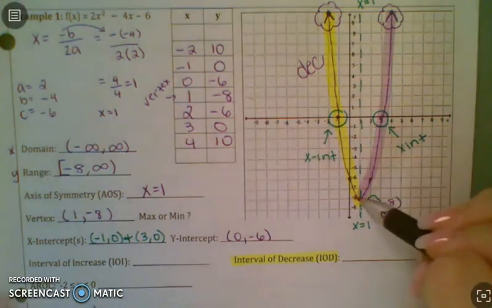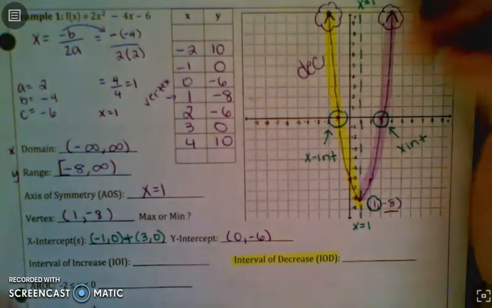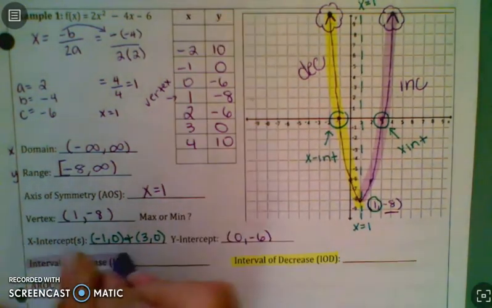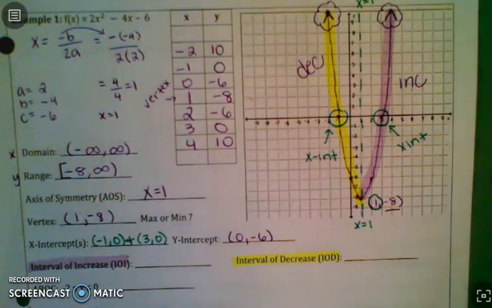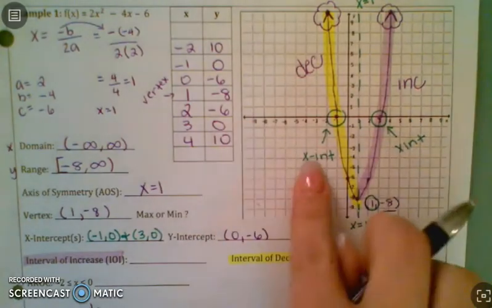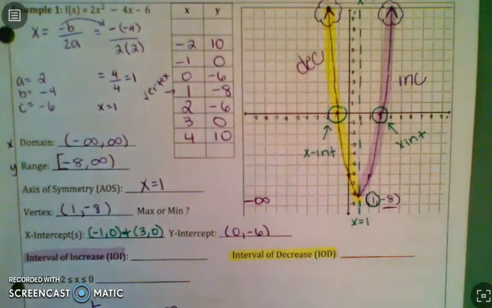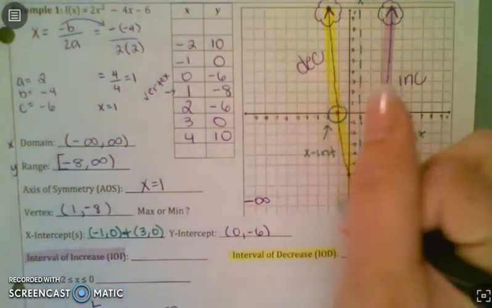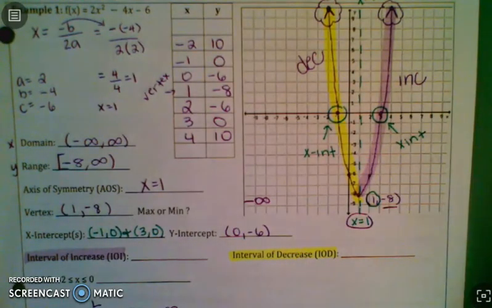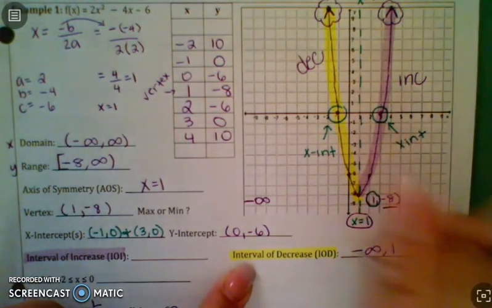And as I go from here now, because I'm at the bottom of my valley, now I'm going uphill. So this side is increase. What we're going to do is write it using infinities. On this left side, it's negative infinity, and it's stopping at 1. So my interval for this left side, my decrease side, is going to be negative infinity to 1.